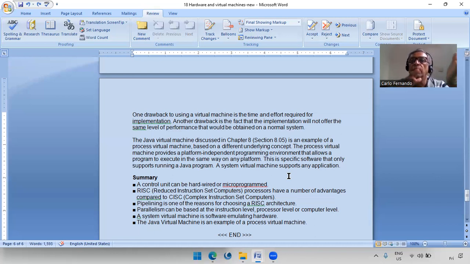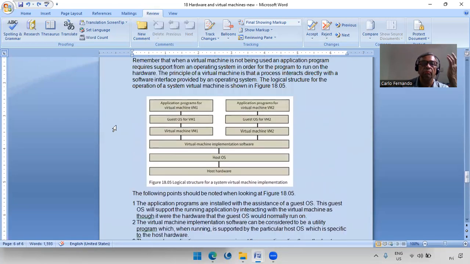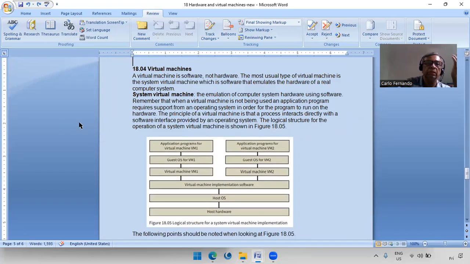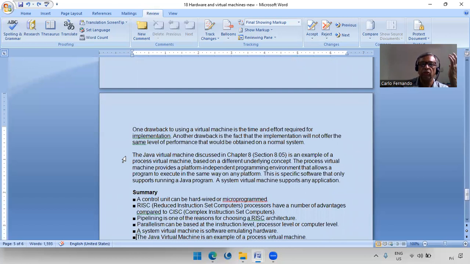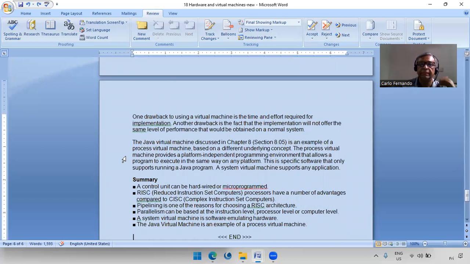OS. There are Mac OS applications which cannot be implemented on a Windows OS. Likewise here, the Java is only for Java. This is specific software that only supports running a Java program. A system virtual machine supports any application. We were looking at a system virtual machine. Remember? System virtual machine. So that explains the whole process of the virtual machine.